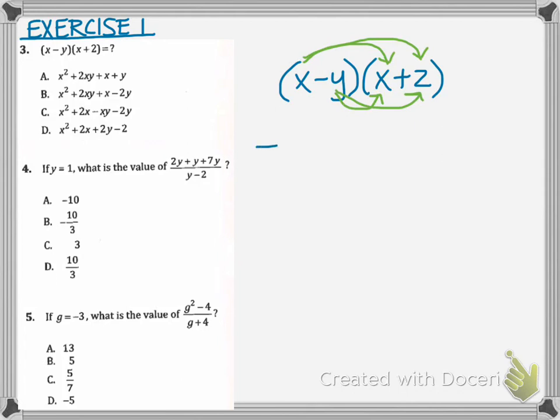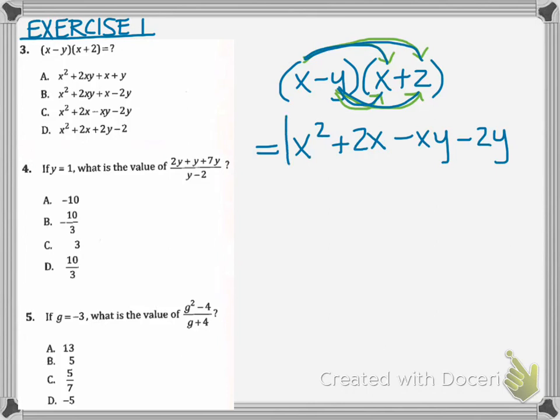So let's see how this works. X times x is x squared. X times 2 is 2x. Then we go to the negative y. Negative y times x is negative xy, or negative yx. And negative y times 2 is negative 2y. So then you look at these terms. None of them are alike. They would have to have the same variable or variables. They're all a little bit different. So this is our solution.